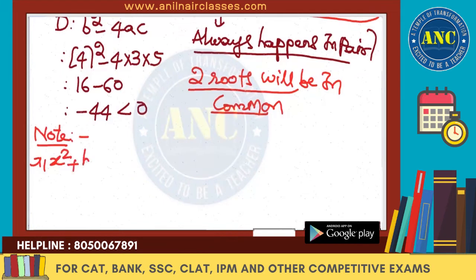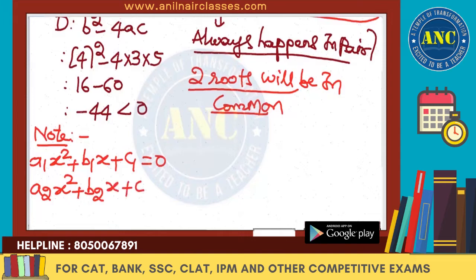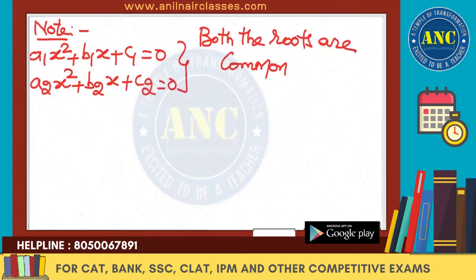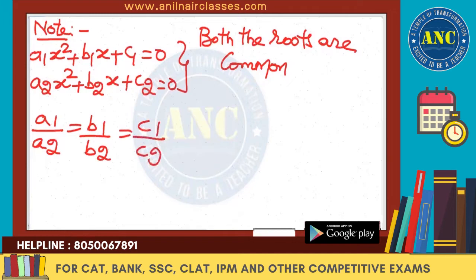a1x² + b1x + c1 = 0 and a2x² + b2x + c2 = 0. If two equations are there and both the roots are common, what will be the condition? The condition will be a1/a2 = b1/b2 = c1/c2.